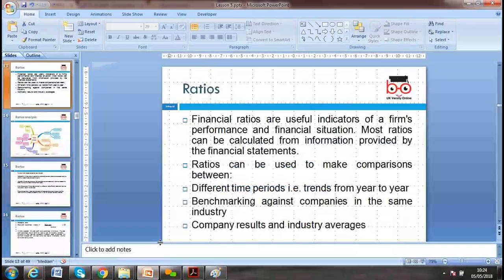So next is the financial ratios. Ratios are an interpretation of the financial information and convert it in a useful way that helps businesses to make decisions. Financial ratios are useful indicators of performance and the financial situation. Most ratios can be calculated from the information provided by the financial statements, and ratios can be used to compare between different years. What is meant by benchmark?